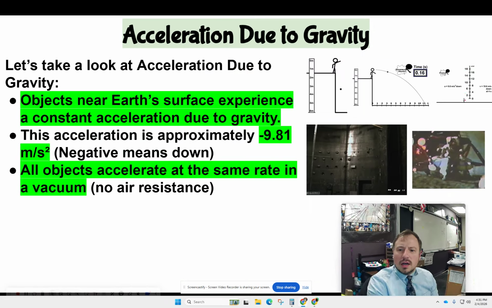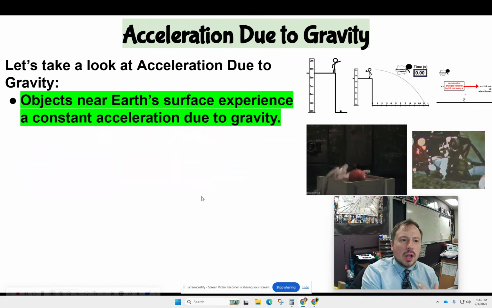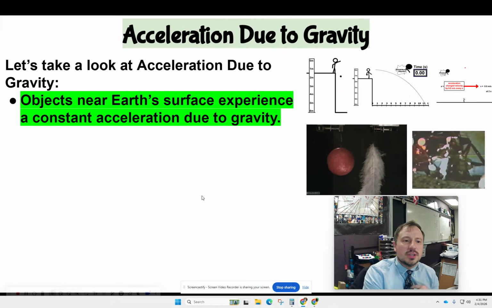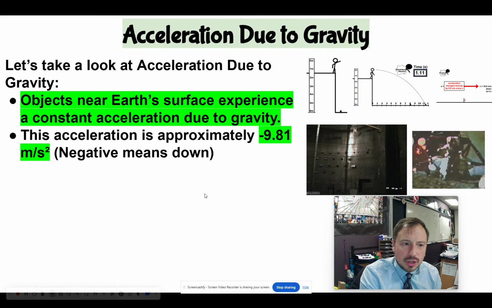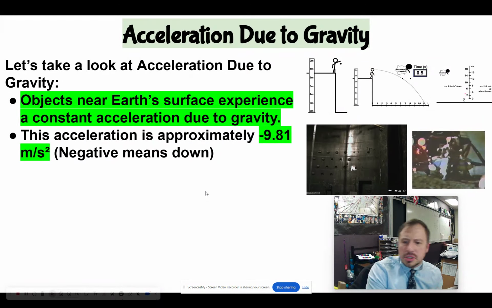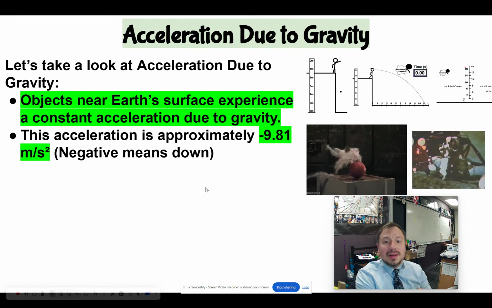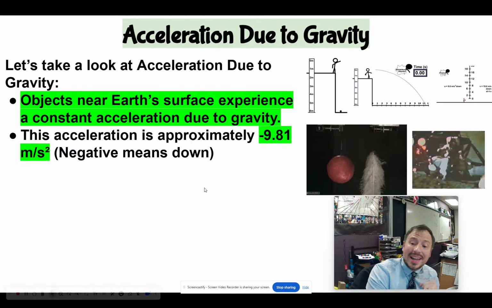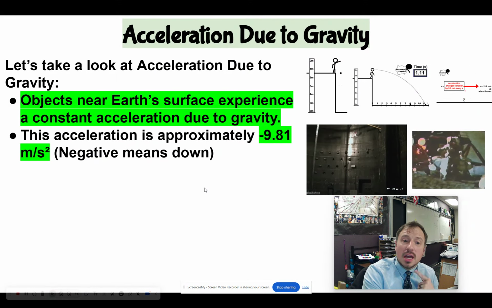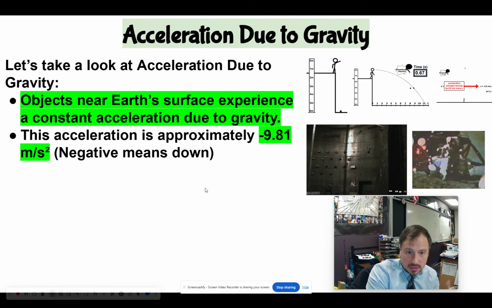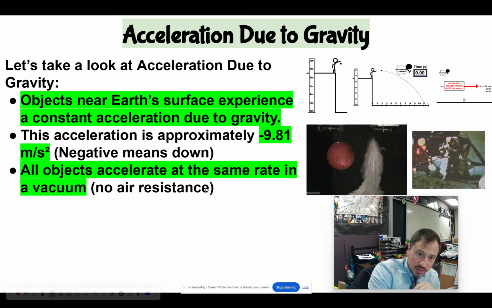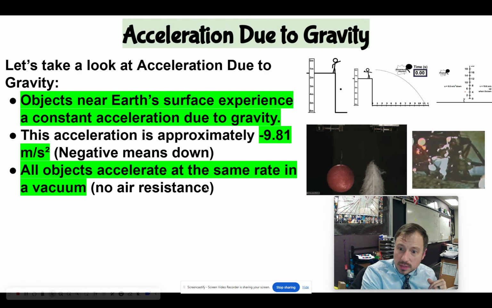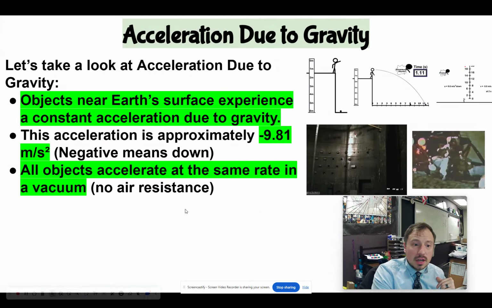One note, if we're talking about an object falling: objects near Earth's surface experience a constant acceleration due to gravity. This acceleration does change based on where you are, but it's approximately negative 9.81 meters per second squared. Negative means down, it's accelerating down. All objects accelerate at the same rate in a vacuum, meaning no air resistance.